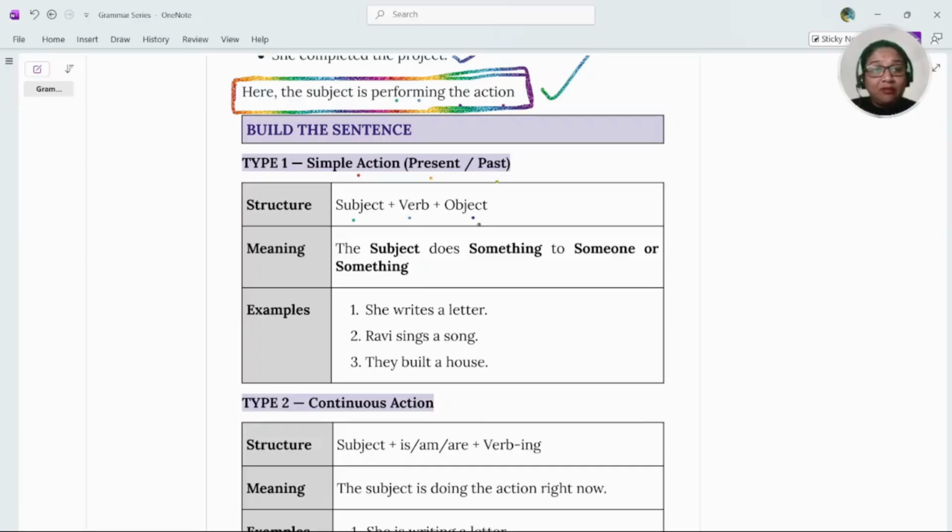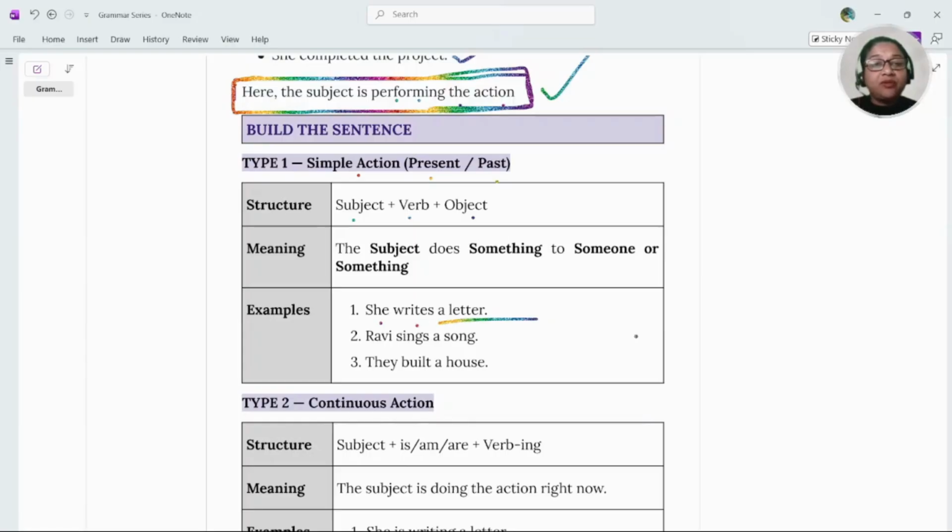Let's look at the meaning here. The subject does something to someone or to something. All right, try to understand whilst you're looking at the structure, guys. When I read the structure out for you, that is the subject plus verb plus object, it means I'm telling you that this is the structure. Whenever I read the sentence, what I want you to do is look at the examples at the same time. Okay, see, subject is she, verb is writes, a letter is your object.